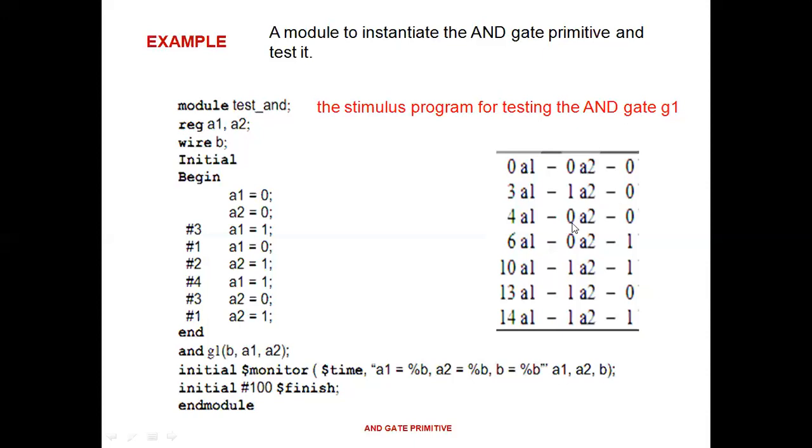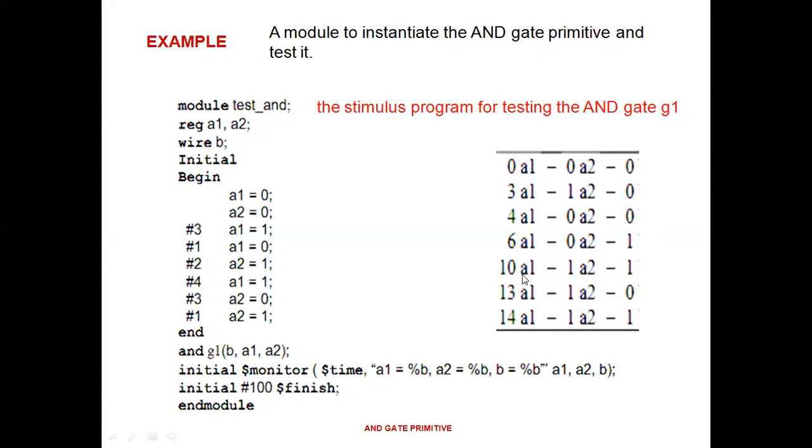Next, you see the next one. A1 is 0, a2 is 0. That means a1 is again changed from 1 to 0, but a2 remains the same. That means some change happened, that is why it is displayed. Next, a1 is 0, a2 is 1. That means a1 is 0, same as previous one, but a2 has been changed from 0 to 1. That is why it is displayed.